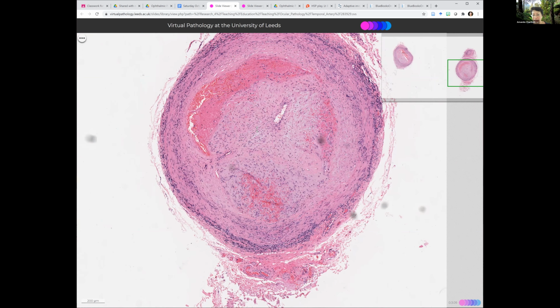So this is an organizing thrombus in a medium-sized muscular artery showing vasculitis. This is a temporal arteritis, giant cell arteritis pattern. Differential diagnosis. Often, not this case, atherosclerosis.